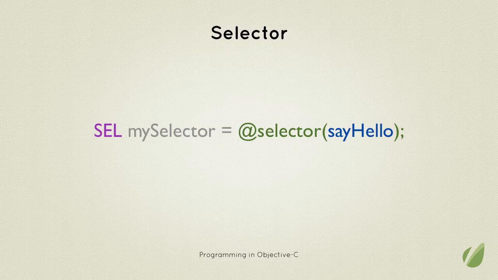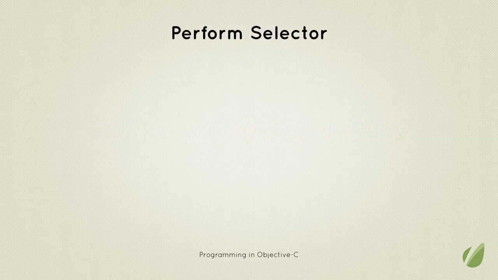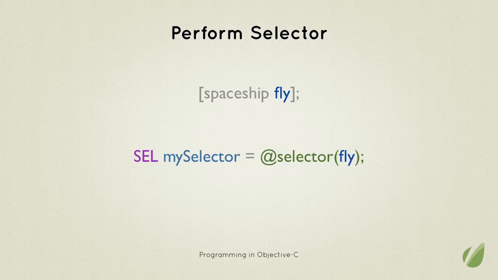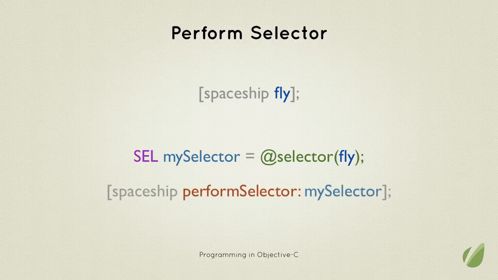Alright, now that we have defined the selector, how can we use it? Every object derived from NSObject has a method called performSelector that obviously takes a selector as argument. So to call a method, we can use a standard message, for example [spaceship fly]. Or we can define a selector like SEL mySelector = @selector(fly), and then use performSelector on the object. So in this case, [spaceship performSelector:mySelector].